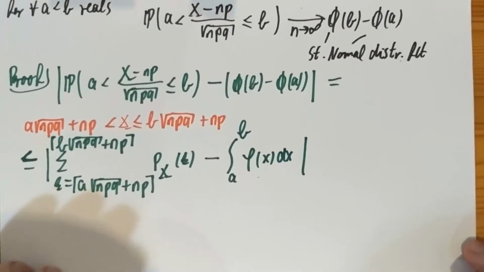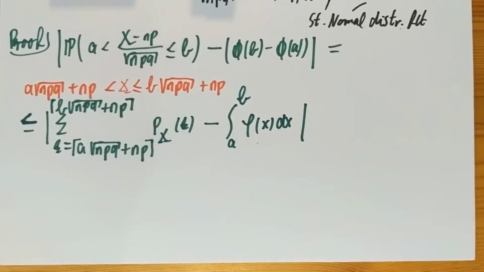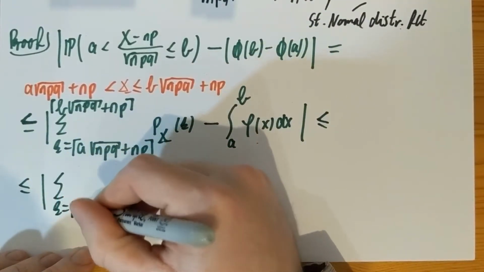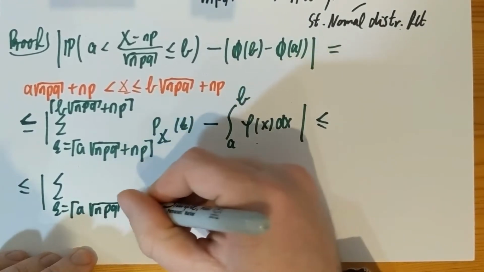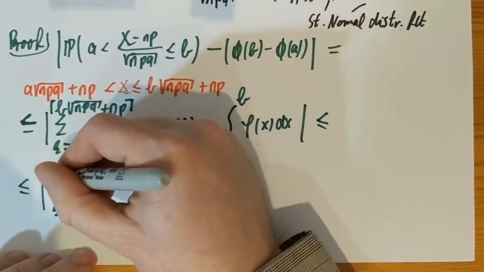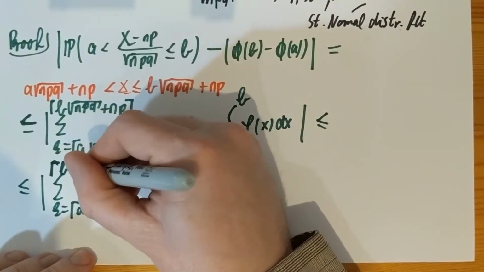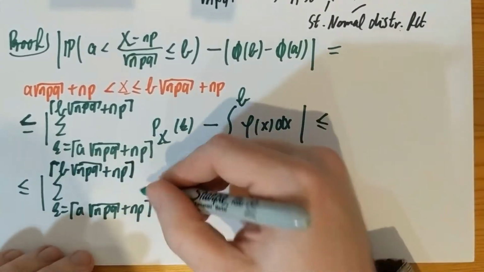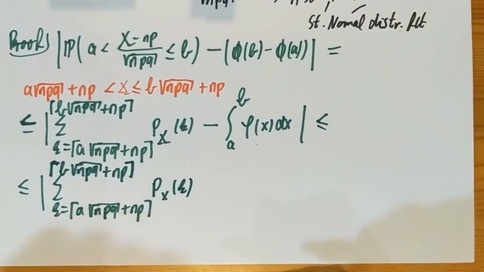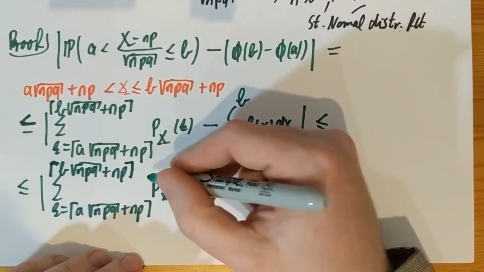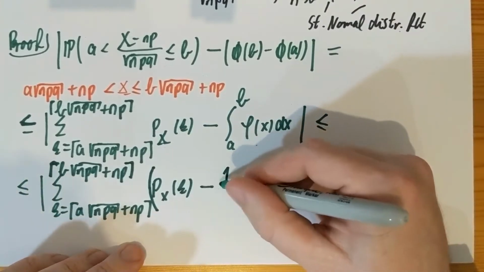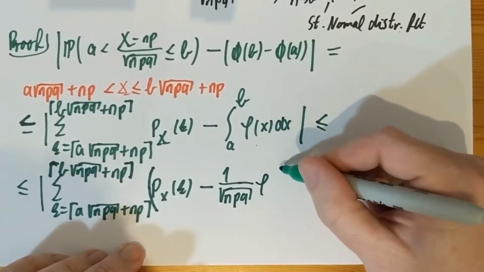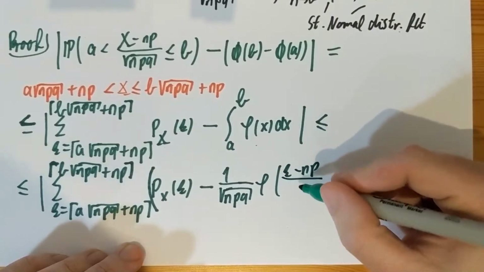And now comes the triangle inequality. I'm going to insert my approximation from the local theorem. So I'm going to write out again the sum, the exact same thing as before, to b root npq. So again, these are the upper integer parts of this potentially non-integer number. And what I'm going to do here is subtract, still under the sum, 1 over square root of npq, and then phi of k minus np over square root of npq.